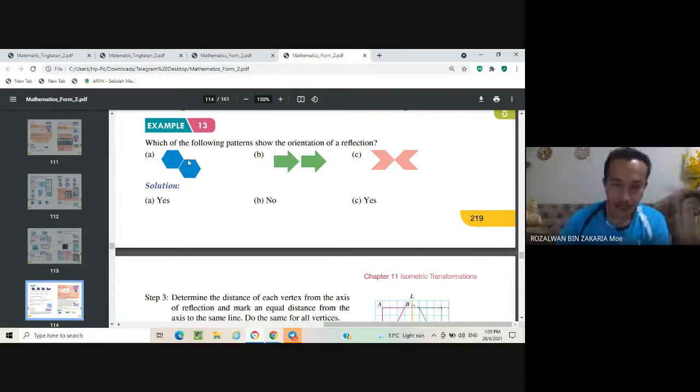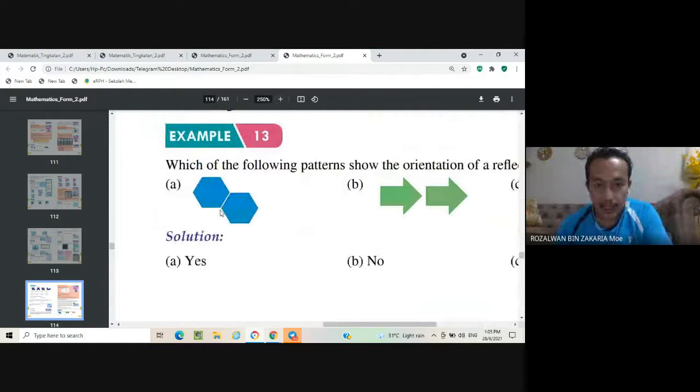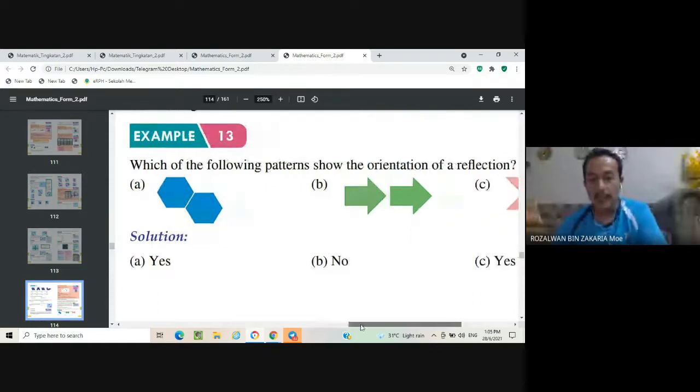So if you refer to this diagram here, where is the axis of reflection? This one, the straight line here, the white color here, one straight line, from here to here. This one is the axis of reflection here. Okay, all right. Now look at the B here.